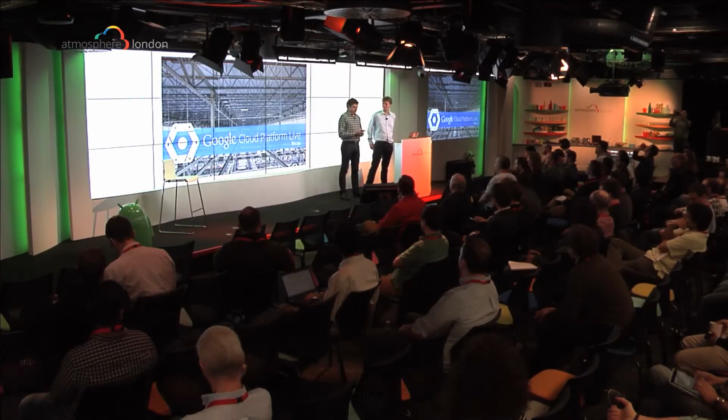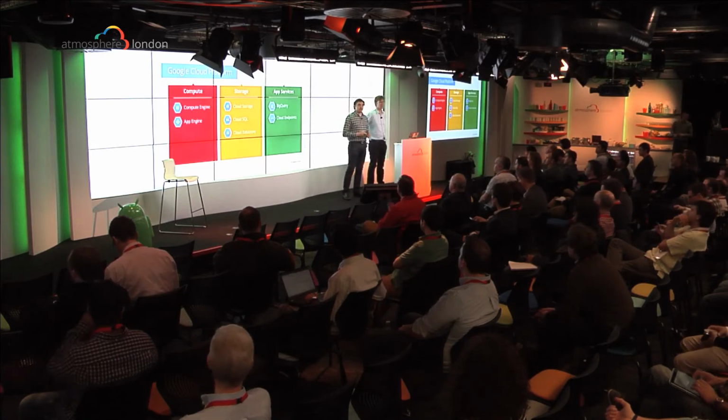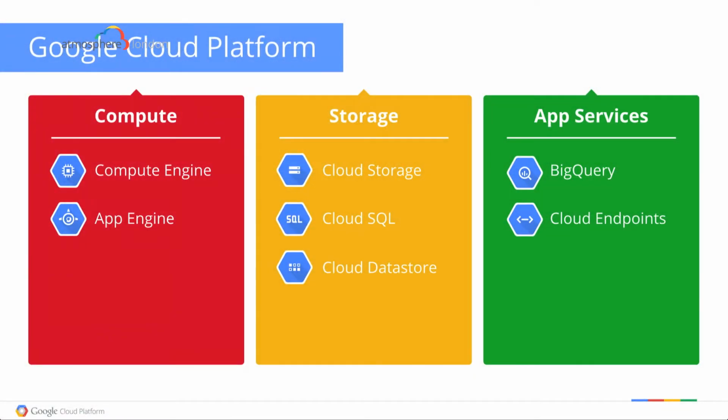Okay, so we want to give a little bit of an introduction, first of all, into what the Google Cloud Platform contains, for those of you who aren't as familiar with it. So on the left-hand side, we have our compute offerings. So we have App Engine, which is a platform as a service where you can run Python, PHP, Java, and Go code in a completely managed runtime. So you just upload your code. Google handles the scaling, the monitoring, the logging. We wear the pagers so that you guys don't have to.